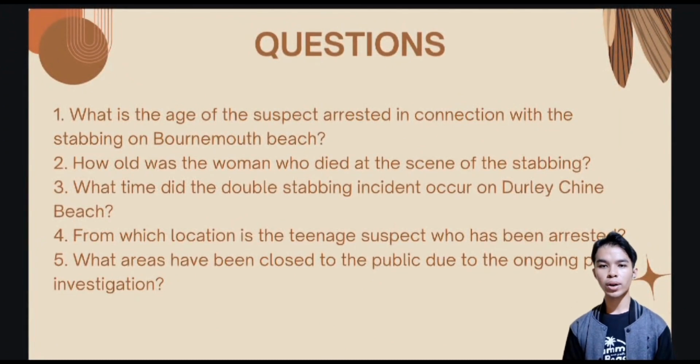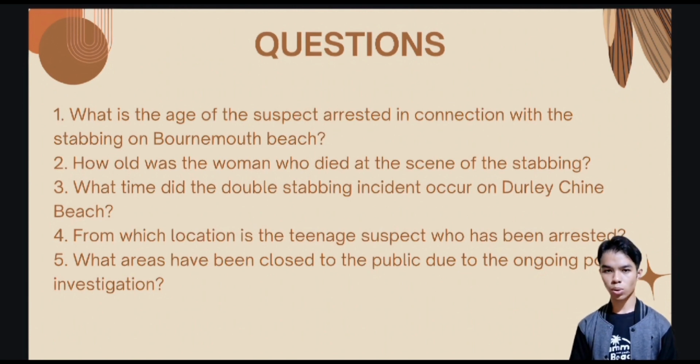Number 1. What is the age of the suspect arrested in connection with the stabbing on Bournemouth Beach? The answer is, the age of the suspect arrested in connection with the stabbing on Bournemouth Beach is 17 years old. Question number 2. How old was the woman who died at the scene of the stabbing? The answer is, the woman who died at the scene of the stabbing was 34 years old.